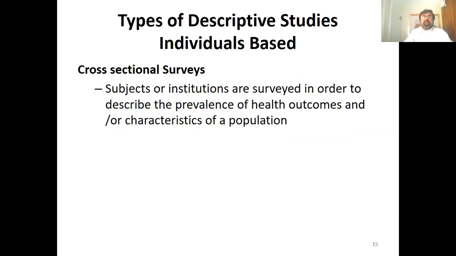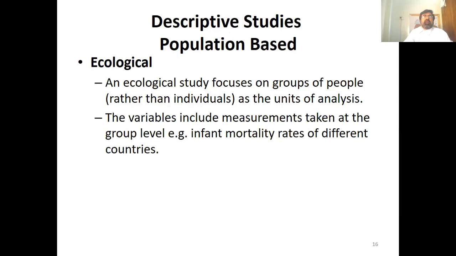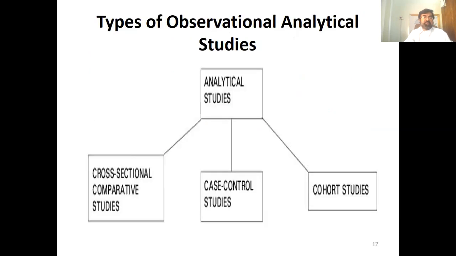Cross-sectional surveys, subjects or institutions are surveyed in order to describe the prevalence of health outcome and/or characteristic of a population. So that needs a bigger sample size than case report and case series. Ecological study focuses on group of people rather than individual as the unit of analysis, as I have already discussed. The variables include measurement taken at the group level, for example, infant mortality rates of different countries. Types of observational studies, analytical designs included cross-sectional comparative studies, case control studies, and then cohort studies.